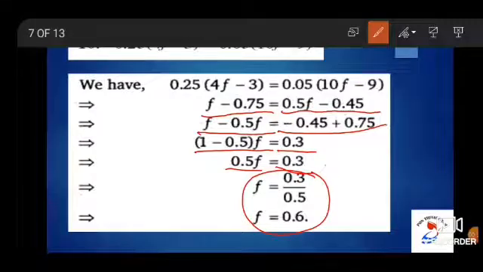So the value for f will be 0.3 by 0.5. To solve this, it is a decimal number, so you have to multiply by 10 to the numerator and the denominator. That will be 30 by 50. That is nothing but f is equal to 0.6. Or you can also write it as f is equal to 0.6.